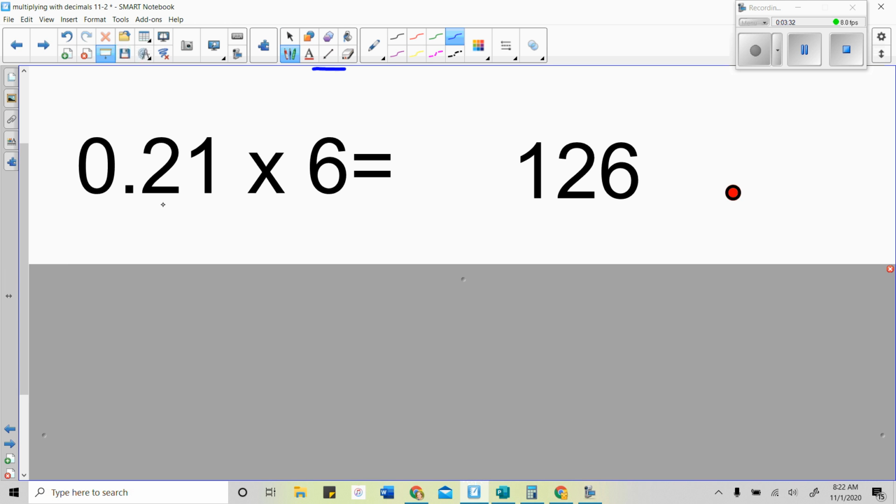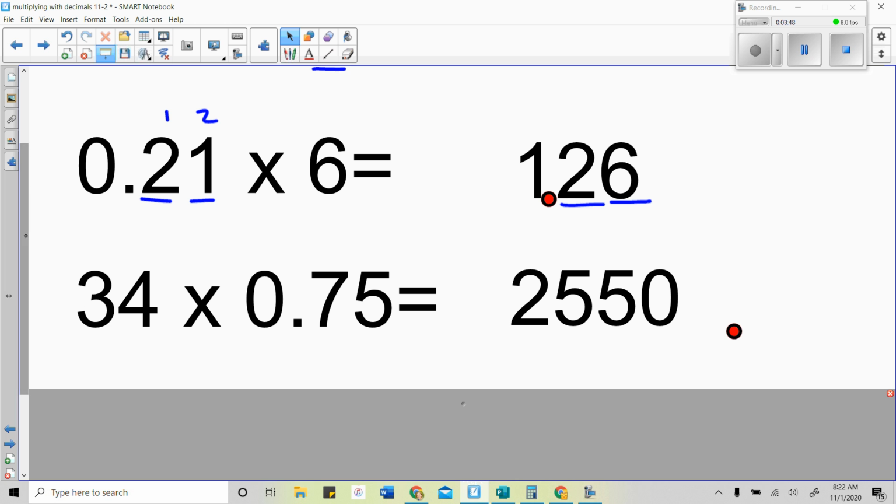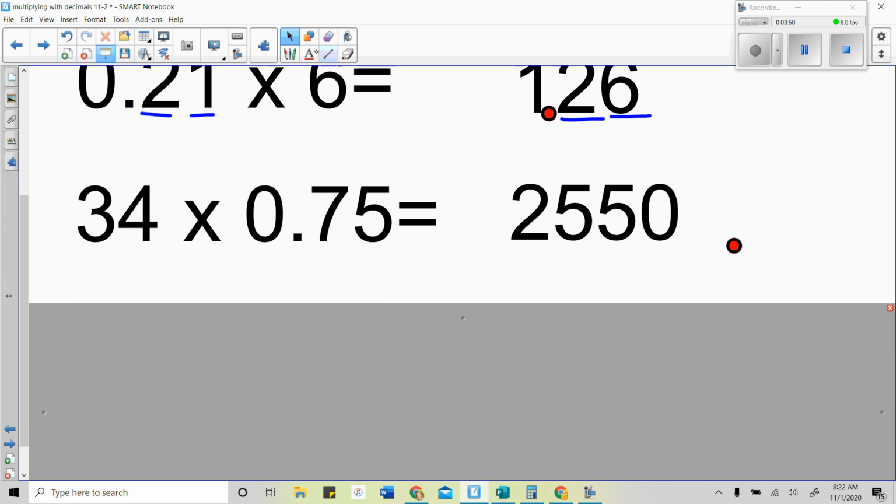So the next one, my first number has 2 decimal places. My second number does not have a decimal, so that's a total of 2 decimal places. So I go to my answer and I underline 2 decimal places, and the decimal would go right in front of them, so I get 1 26 hundredths. Okay, next one, pause, write it down, put the decimal. So there's no decimal in the first number, but there are 2 decimal places in the second number, so my answer would need 2 decimal places.